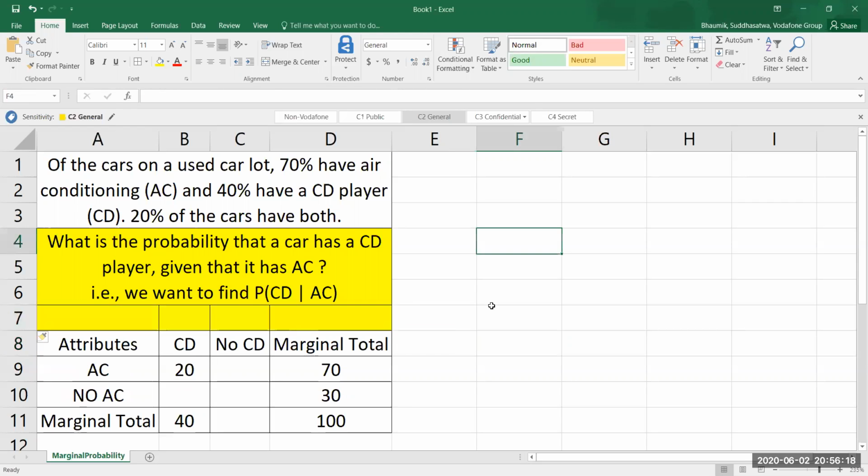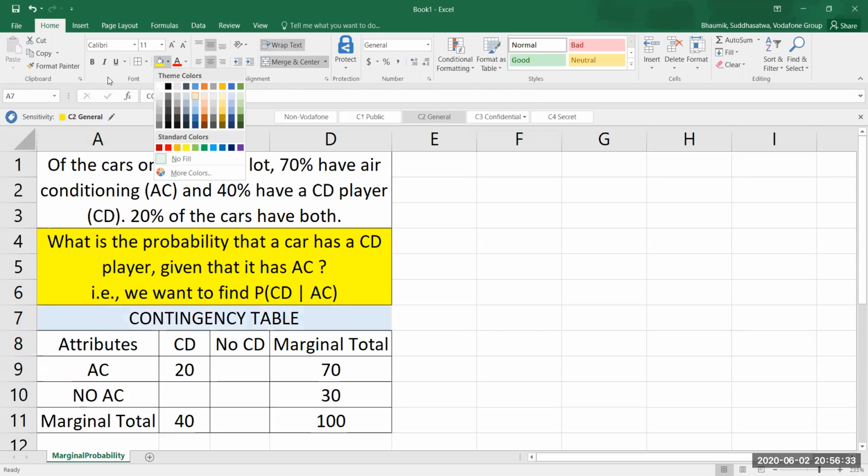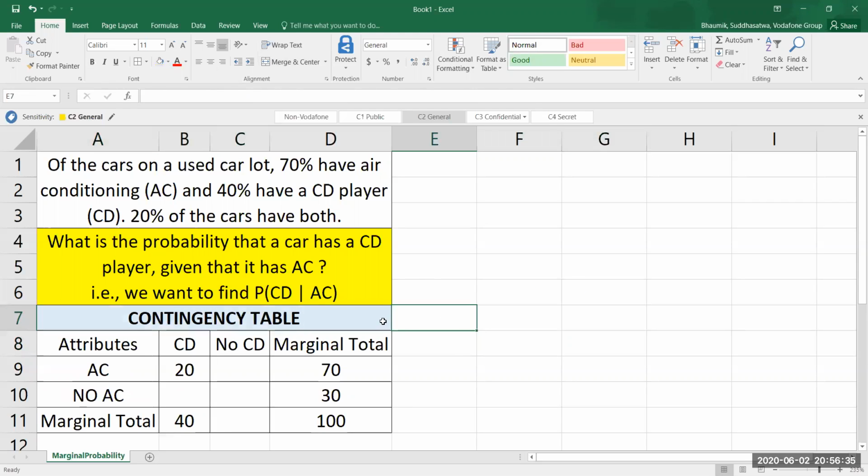So let's say I'll just insert one row over here and do some formatting. I'm going to say wrap text, merge and center, and this is my contingency table. I'll make it this color and bold. The one that follows after this line is going to be my contingency table, where I have some attributes. These attributes in italics have come from the question. In the question itself, I see cars with CD as well as no CD, and cars with AC as well as no AC.